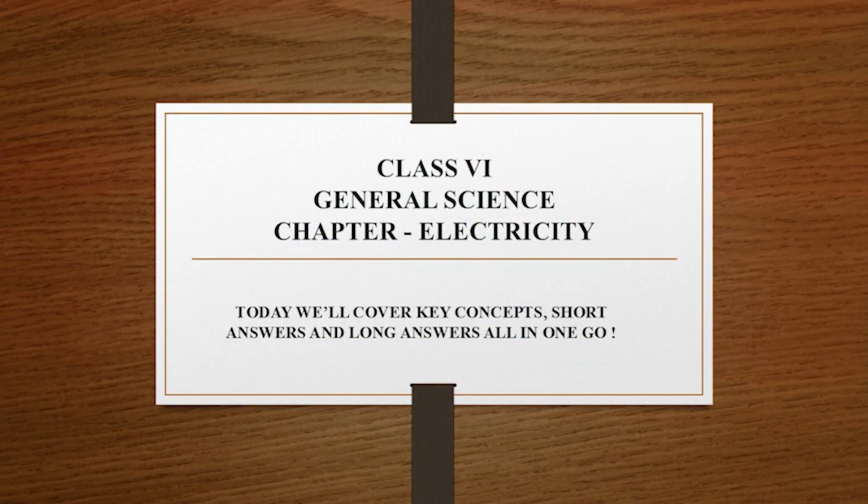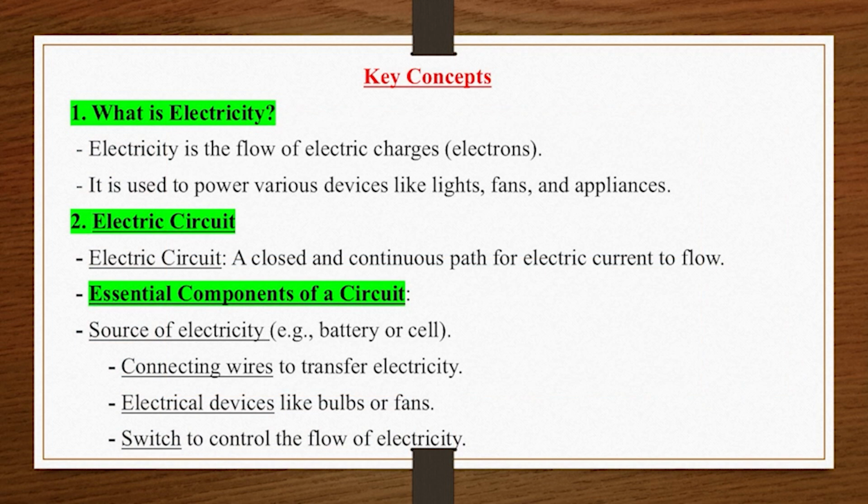Class 6, General Science, Chapter Electricity. Today we'll cover key concepts, short answers, and long answers all in one go. Key concepts. 1. What is electricity? Electricity is the flow of electric charges, electrons. It is used to power various devices like lights, fans, and appliances.